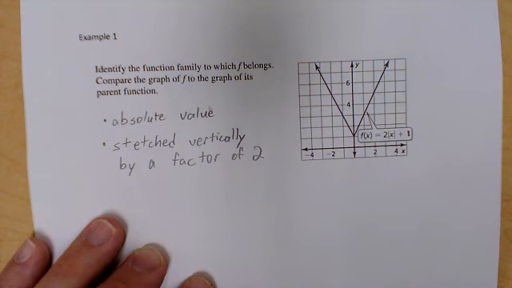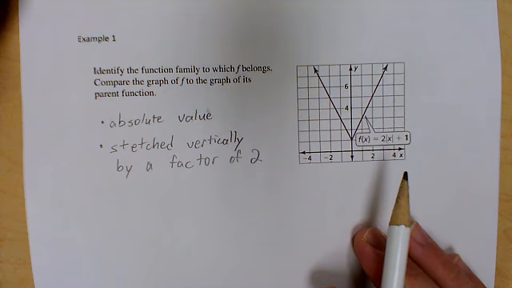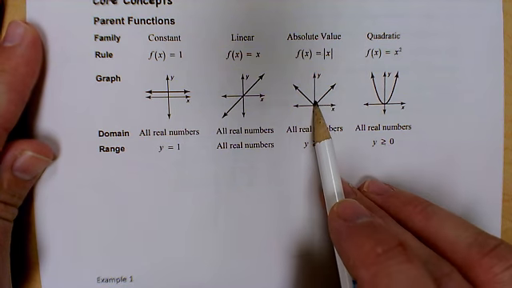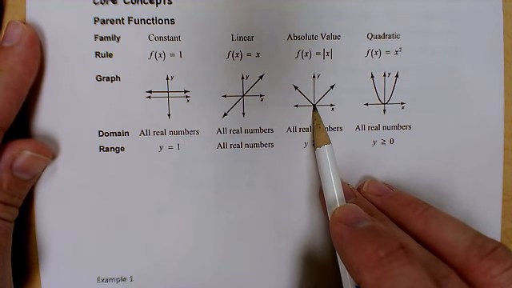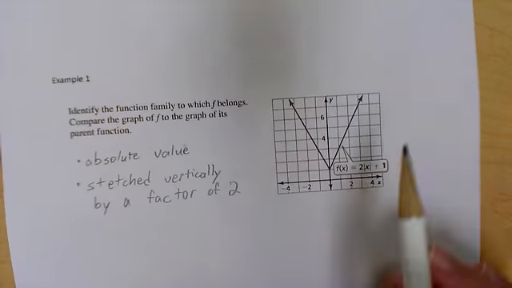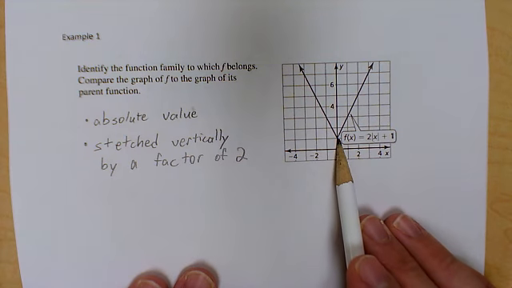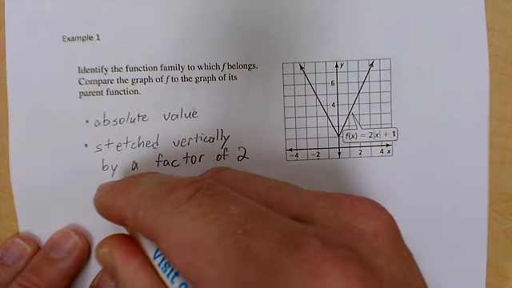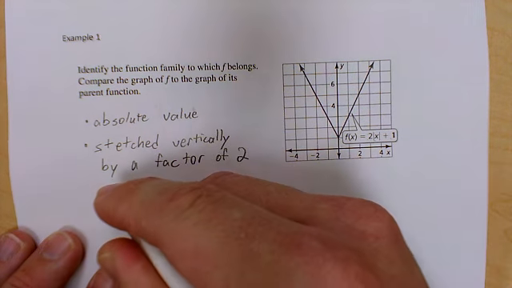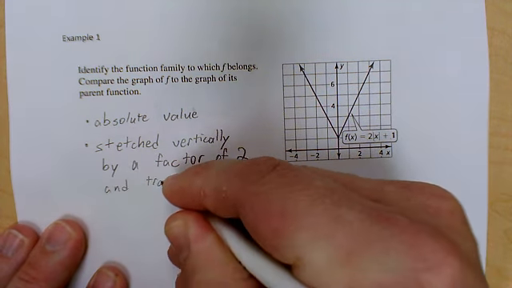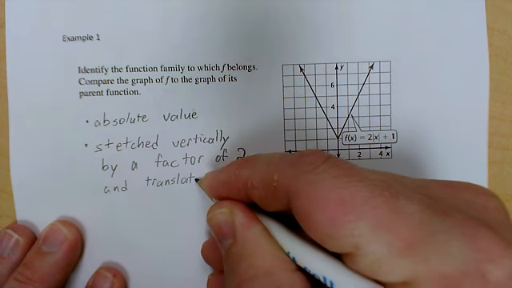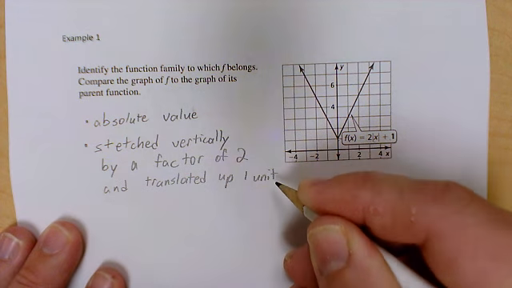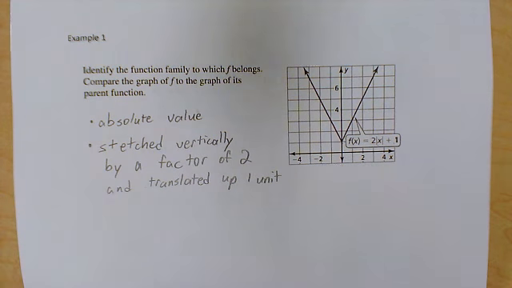Now, there is one other transformation that's happened here. On the original parent function, I'm going to slide back up to it one last time. You're going to see that it's actually at 0, 0 is where everything starts. This one's actually at 0, 1, and that's because of the plus 1 at the end. So it's been translated up by 1 unit. All right, there's my entire answer.